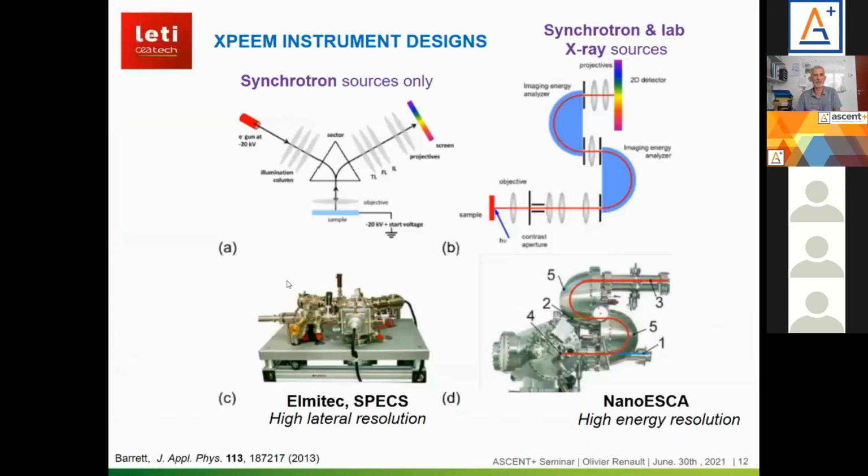We have different kinds of PEEM instrument designs existing. Here in Grenoble, we are using the NanoESCA instrument from Scienta Omicron, a picture on the right, as opposed to more conventional designs provided by Elmitec and SPECS. Both instruments have their own advantages. The NanoESCA is very powerful because it can provide at the same time very high energy resolution and reasonable lateral resolution.